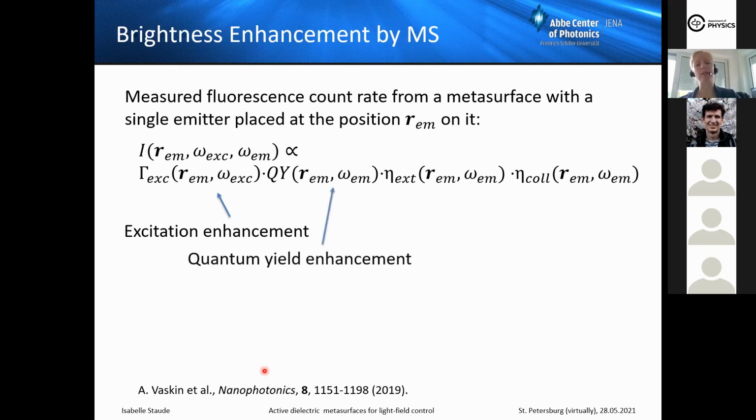Then we have the quantum yield enhancement. So this is basically the Purcell effect, which can enhance the decay rate and thereby the quantum yield of the 2D material, or of the emitter in this concept here.